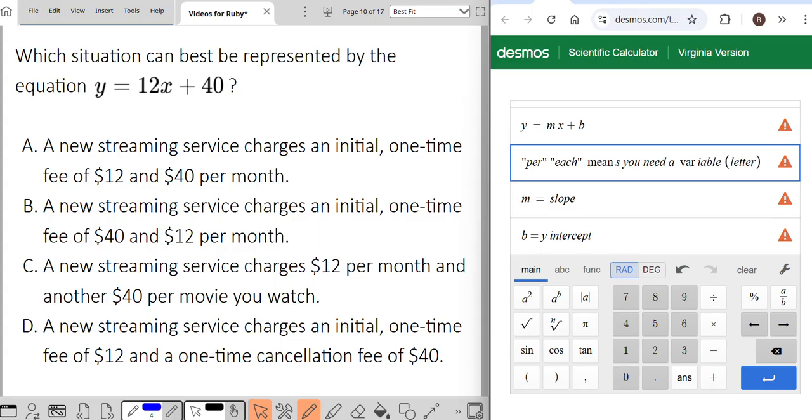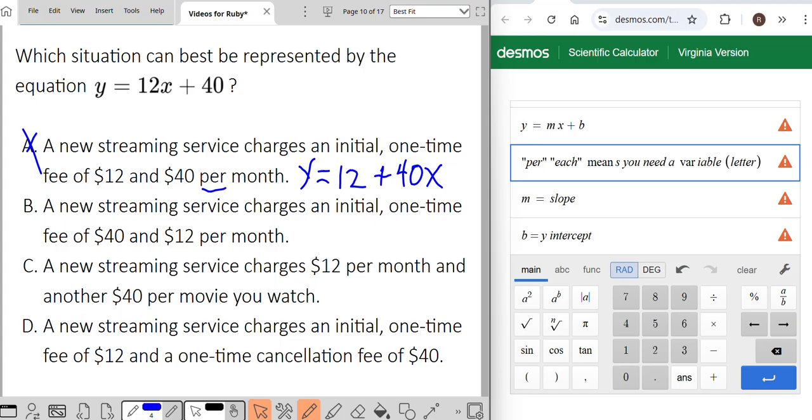It says a new streaming service charges an initial one-time fee. Your one-time fee is your y-intercept. So I'm going to go ahead and write it the way it's read here. It can be written two ways, but it's a one-time fee of $12. So that would be y equals 12 all by itself, and a $40 fee per month. So that would be plus 40x. Well, that does not match, so that is not our answer.